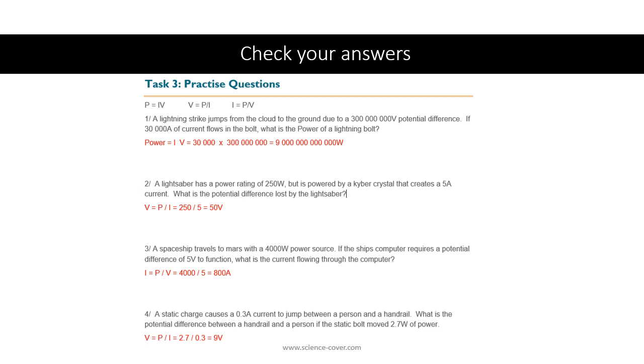A spaceship travels to Mars with a 4,000 watt power source. If the ship computer requires a potential difference of 5 volts to function, what is the current flowing through the computer? So we want current, so current is power divided by voltage. The power is 4,000 and the voltage is 5, so 4,000 divided by 5. This gives us 800, and since it's a current, we measure it in amps.